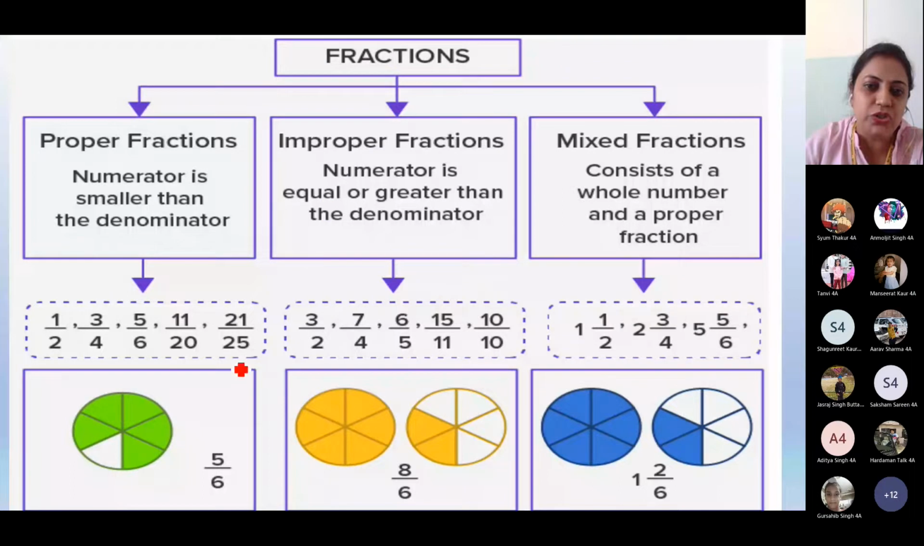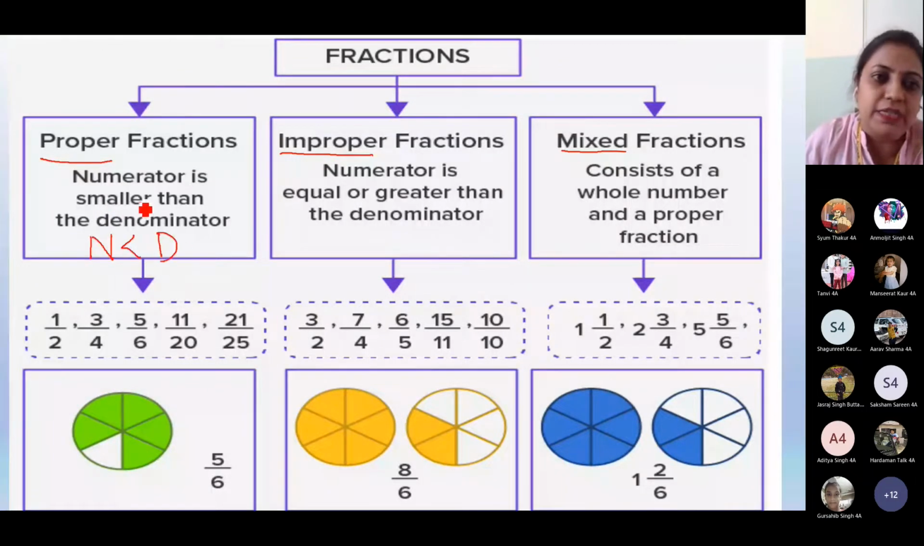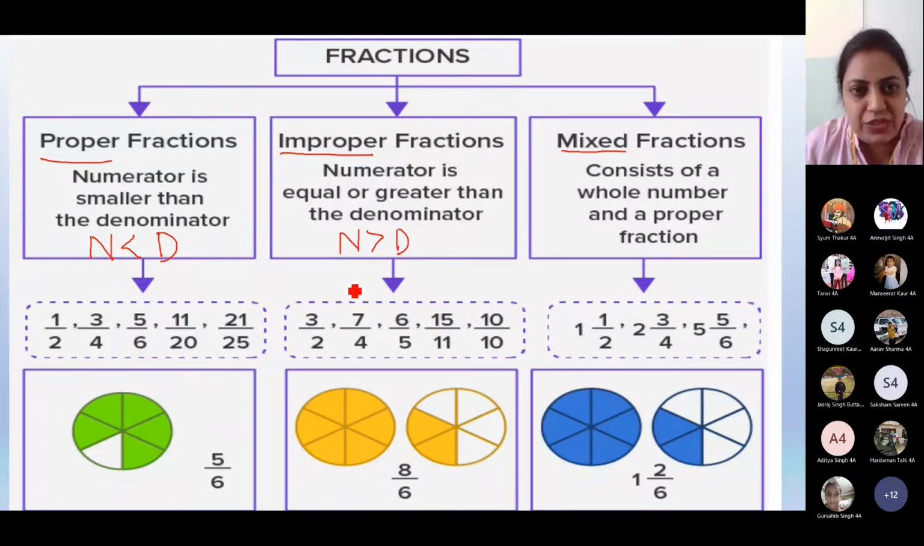Now we come to the next types of fractions. In this type, we have three types: proper fraction, improper fraction and mixed fraction. So what is a proper fraction? The fractions in which the numerator is smaller than the denominator are proper fractions. On the other hand, the fractions in which the numerator is greater than the denominator are improper fractions.